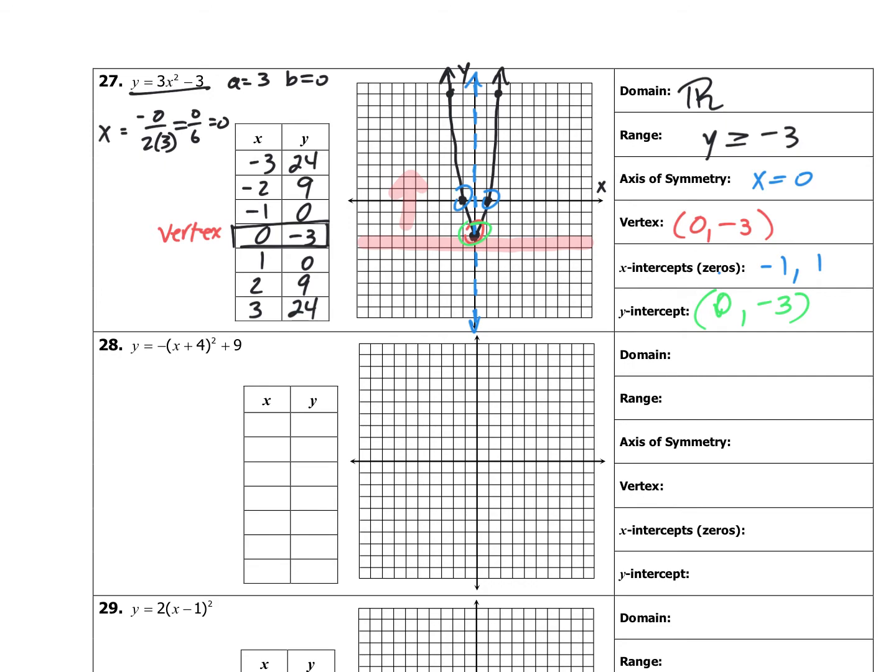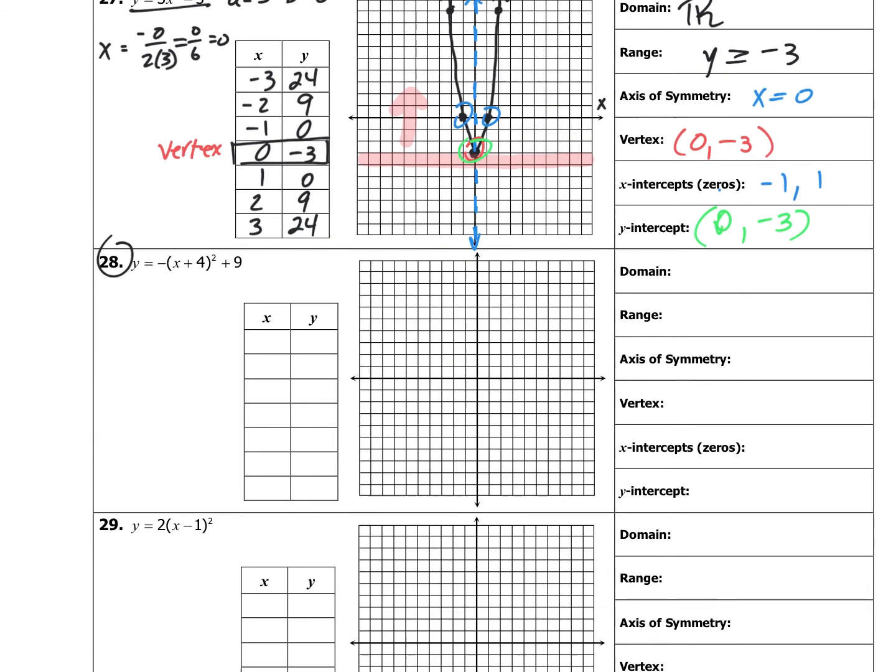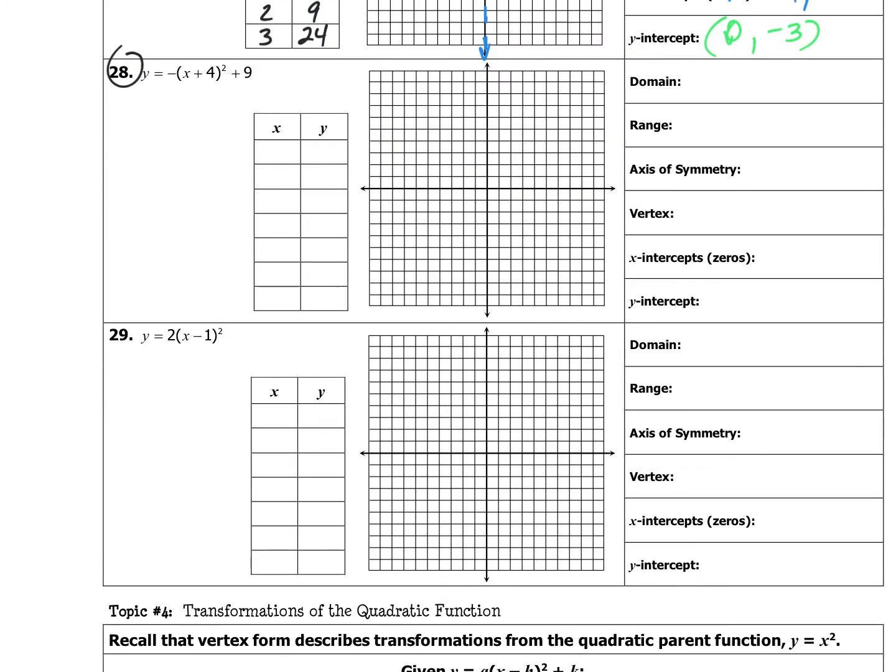All right, like I said before, 28 is for you. This is vertex form, and in order to be able to graph it, you might need to watch me do number 29. So in number 29, we have another quadratic in vertex form. In this one, there's no k. When there's no k, k is 0.